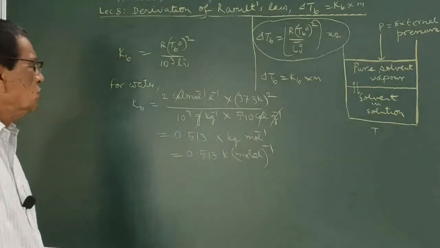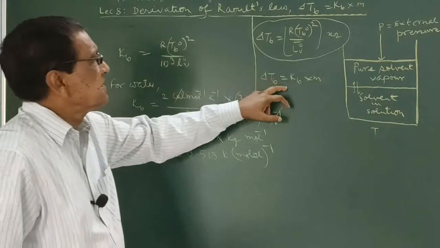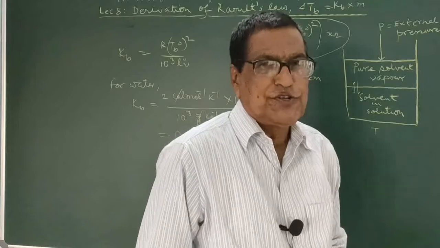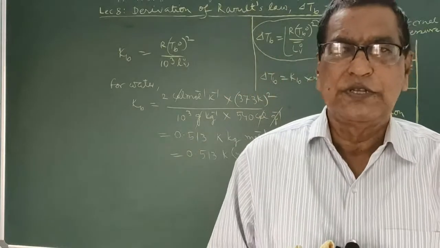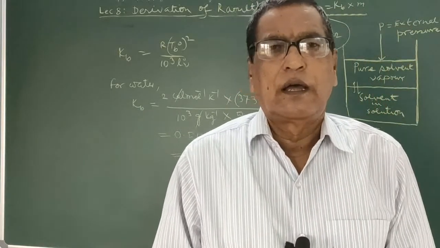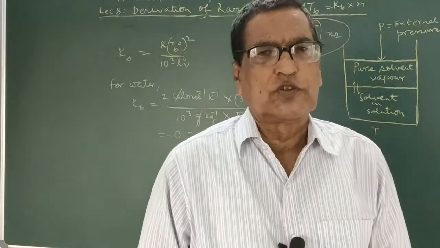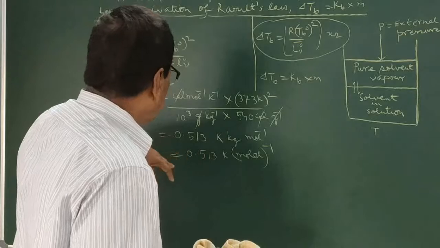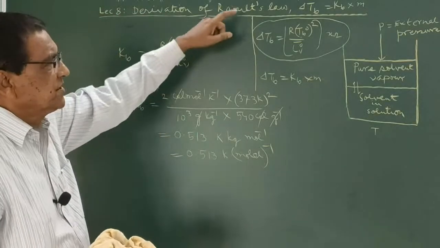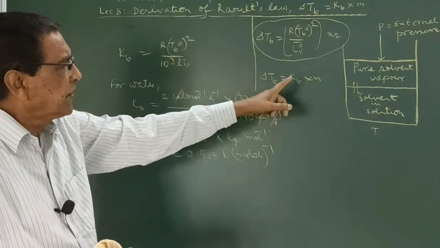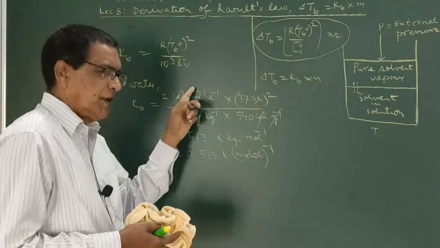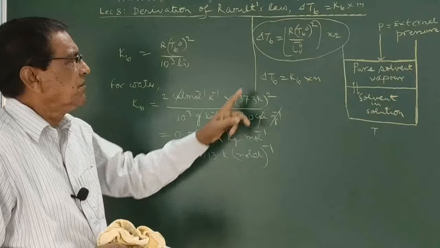So this is the derivation of Raoult's law using the chemical potential, which I think is very superior to other forms of derivation of this law. And not only that, from this derivation we get the expression of Kb, from which the Kb of any solvent can be calculated by using this formula.